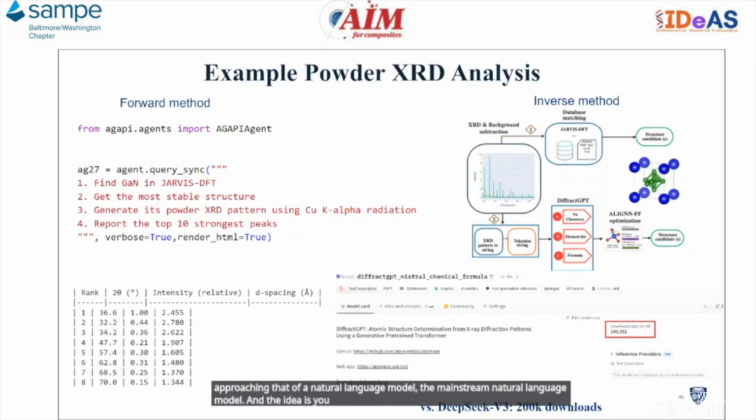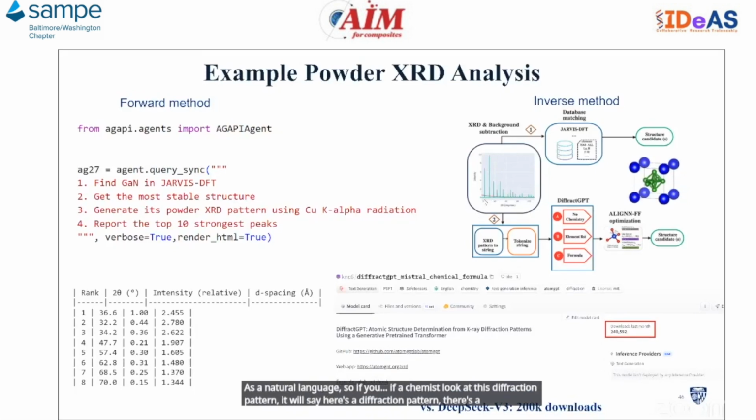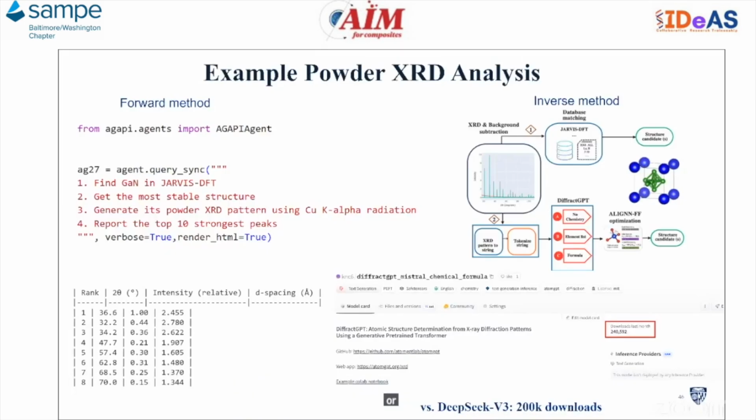And the idea is you represent a diffraction pattern like this as natural language. If a chemist looks at this diffraction pattern, they will say here's a diffraction pattern, there's a peak at 20 degrees, 30 degrees, 90 degrees, and so on, and these are the peak intensity values. Just as text is your input, and your output would be the CIF file or the POSCAR file or the atomic structure file. And you can do mapping of text to text.